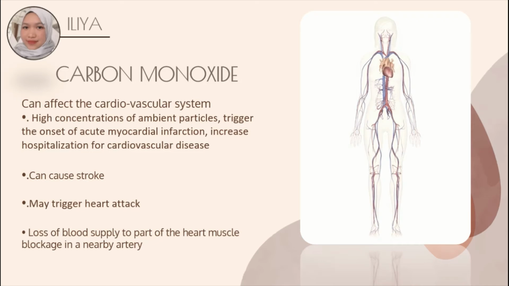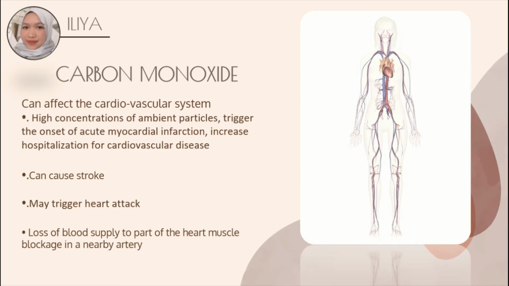Particulate particles such as nanosized ones can easily pass through the blood-brain barrier and translocate to the central nervous system, where they can induce inflammation and change the blood-brain barrier, which will increase the risk for stroke. Besides that, air pollution may also trigger heart attacks.